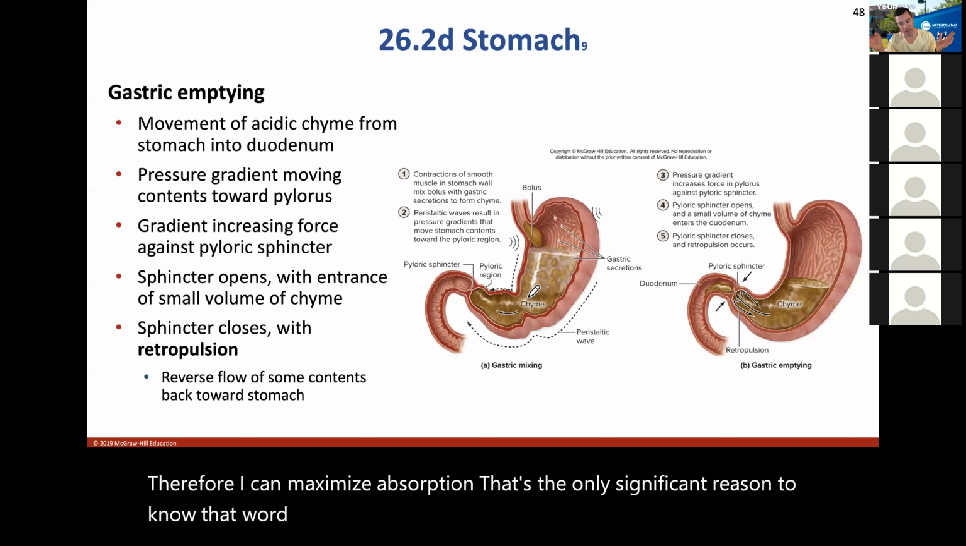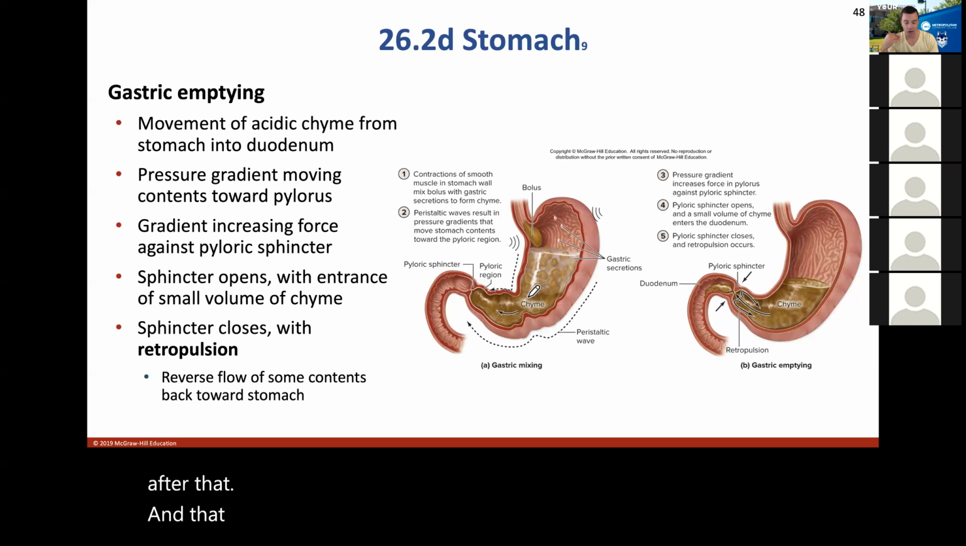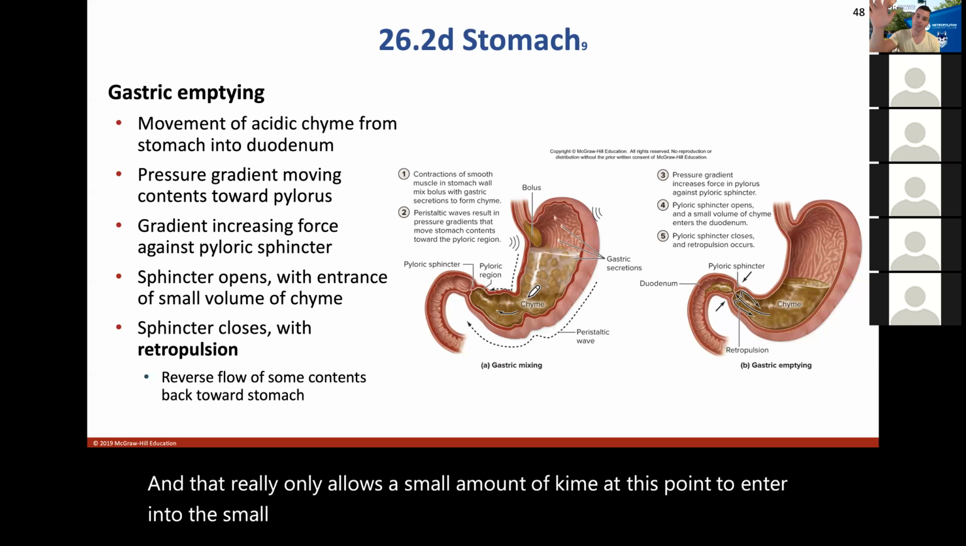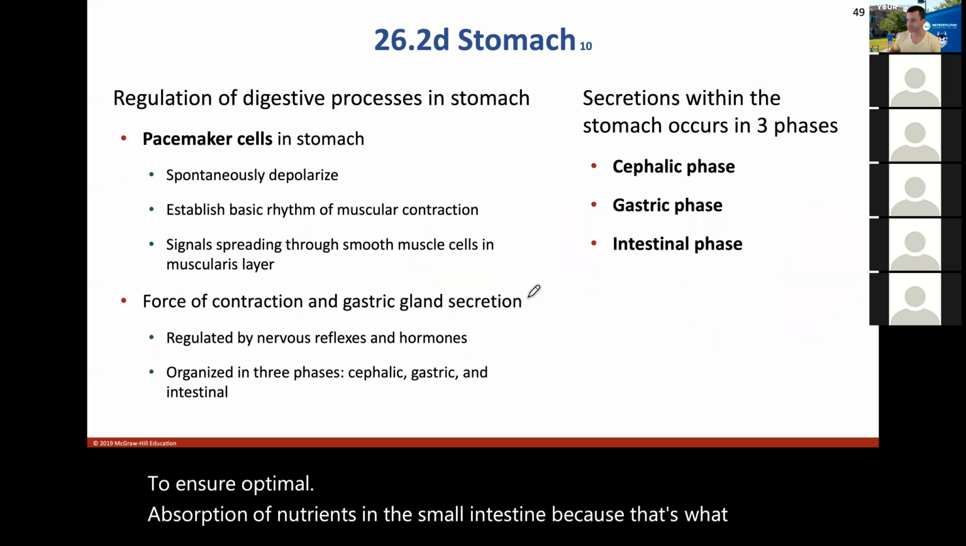It is just rhythmic contractions that occur there, stimulating the pyloric sphincter to relax, but then it contracts right after that. And that really only allows a small amount of chyme at this point to enter into the small intestine to ensure optimal absorption of nutrients, because that's what the small intestine does.